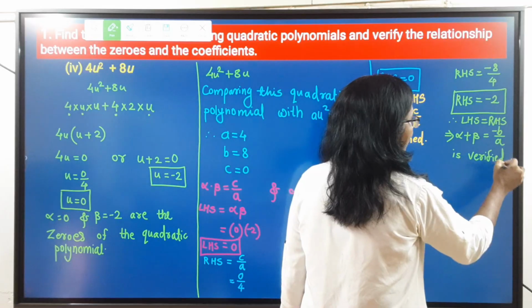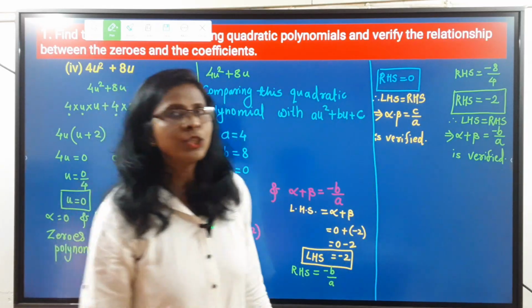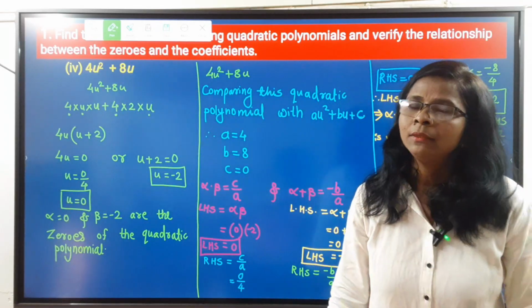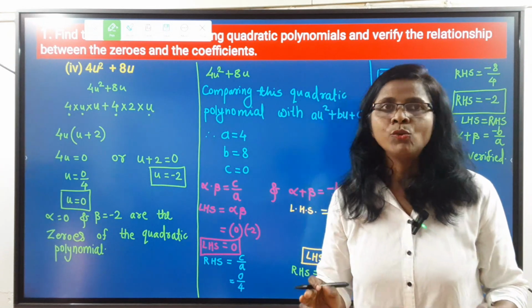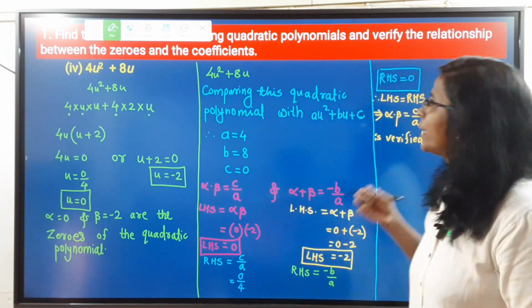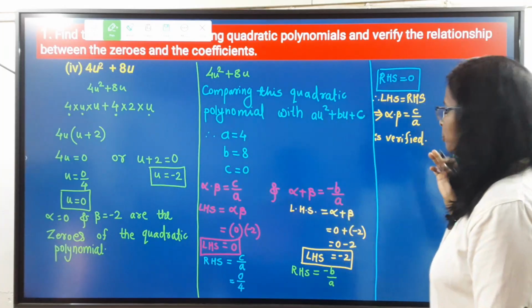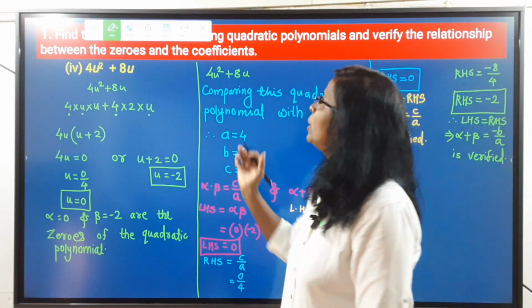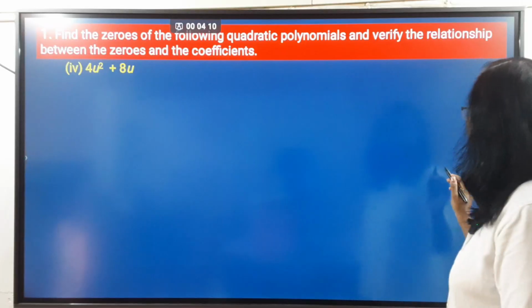Okay students? Students, if you practice such types of examples, then you can get such types of examples very, very easy. You can easily solve such types of examples. But practice more. Okay? Then remember these steps. Do this stepwise.